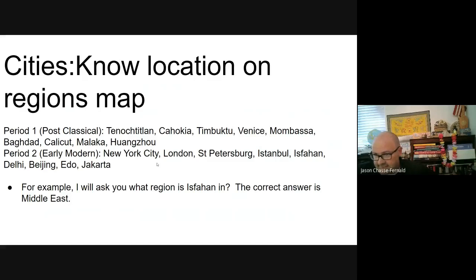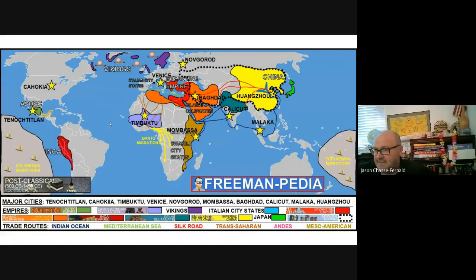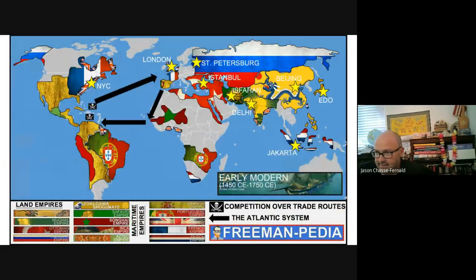So once again, here's a list from the summer assignment. Make sure you're able to do so. I did provide these maps, not because of the regions or the kingdoms that are on here, but because of the city locations that are identified for you. So Mombasa, Calcutta, Baghdad, Malacca, etc. And these are the later ones, which you are responsible for on the test.